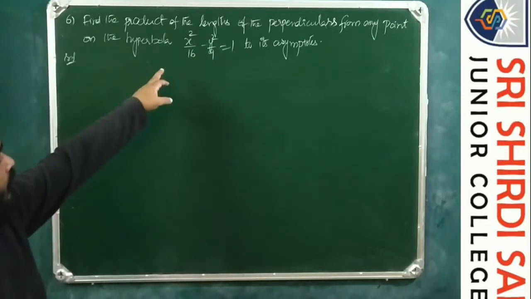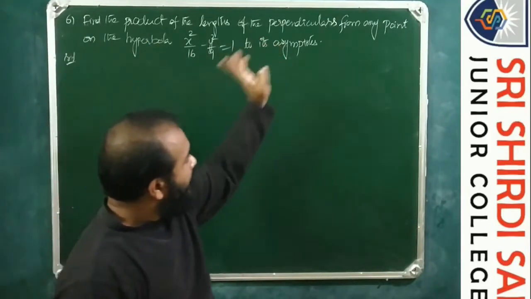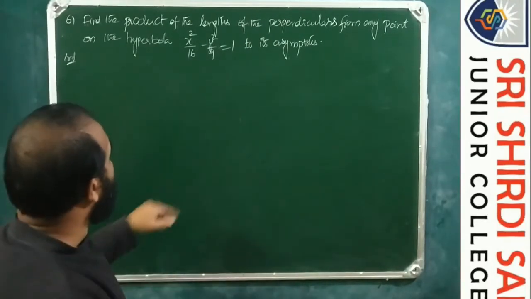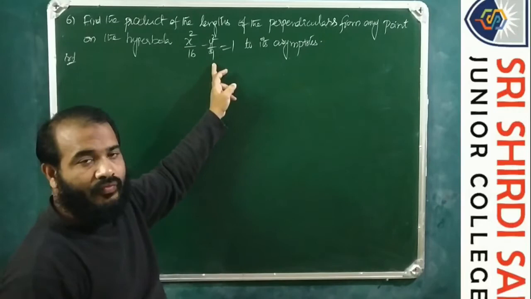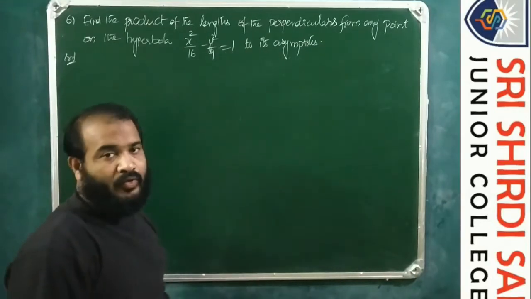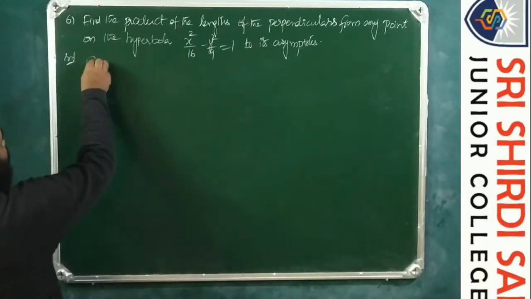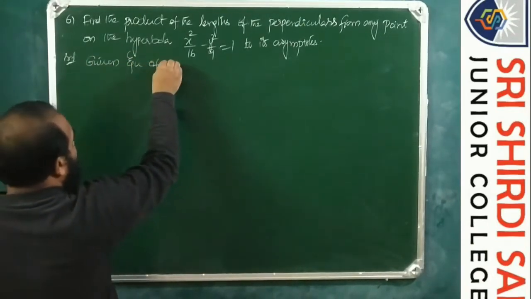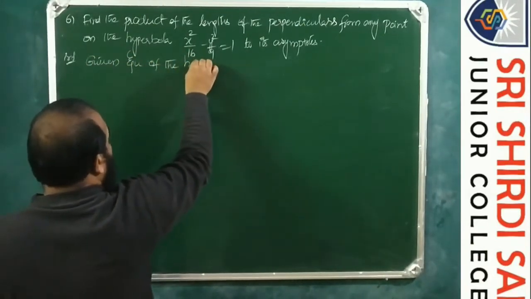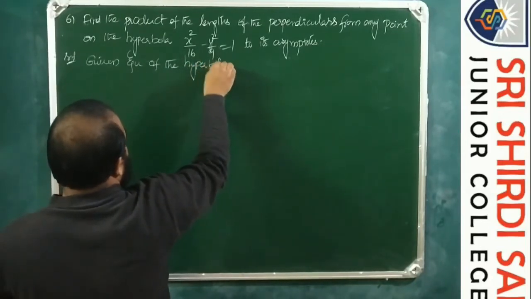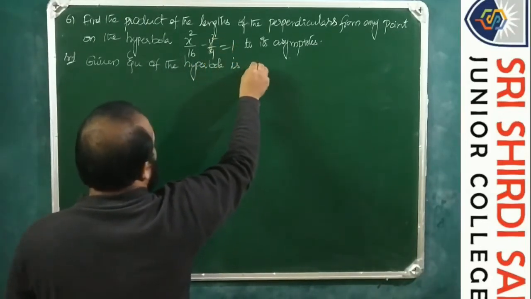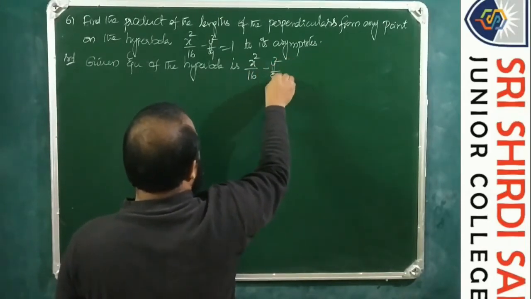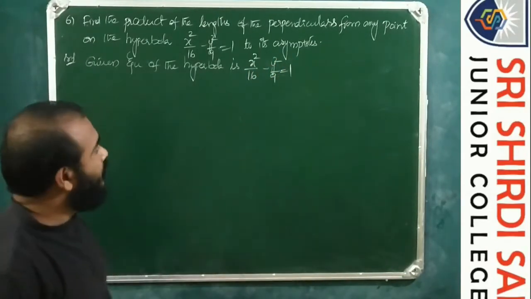Find the product of the lengths of the perpendiculars from any point on the hyperbola x square by 16 minus y square by 9 equals 1 to its asymptotes. So the given equation of the hyperbola is x square by 16 minus y square by 9 equals 1.